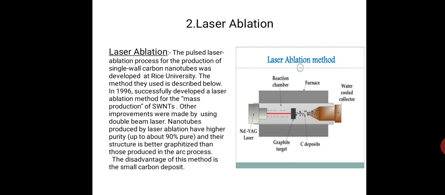Other improvements were made by using a double beam laser. Nanotubes produced by laser ablation have a higher purity, up to about 90% pure, and their structure is better graphitized than those produced in the arc process. The advantage of this method is that a small carbon deposit can be obtained.